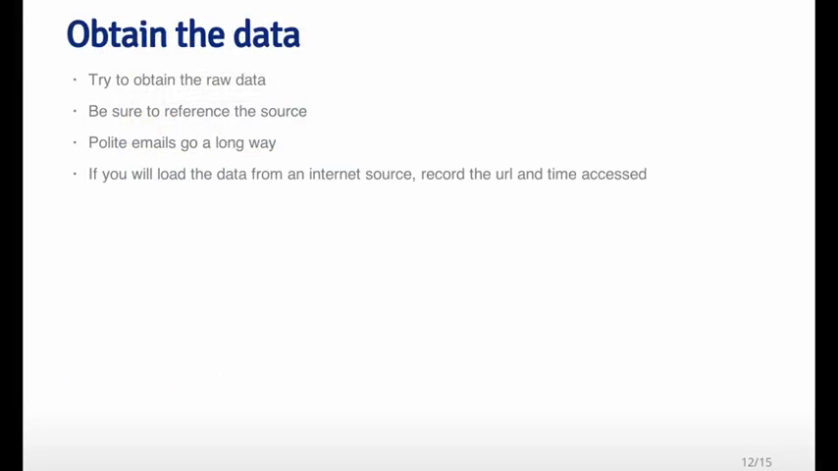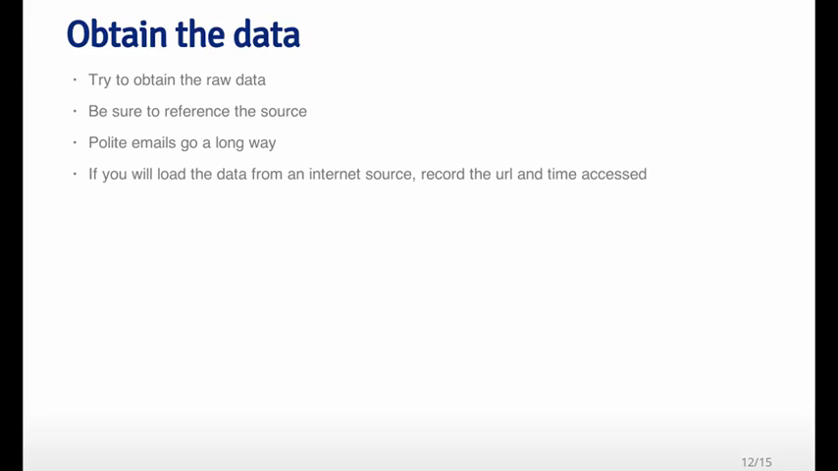So when you obtain the data, the first goal is to try to obtain the raw data, for example, from the UCI machine learning repository. You have to be careful to reference the source. Wherever you get the data from, you should always reference the source and keep track of where it came from. If you need to get data from a person or an investigator that you're not familiar with, often a very polite email will go a long way. They may be willing to share that data with you.